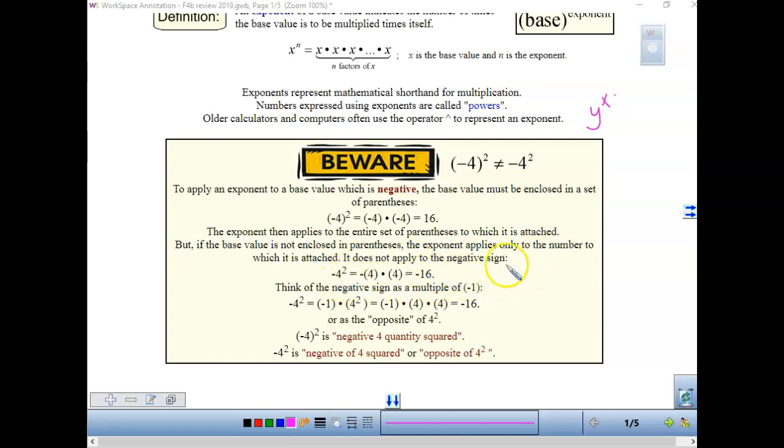So when you really think of -4 to the second, this one is really almost telling you to do -1 times 4 to the second. So you just got to be careful that you understand that, because the answers will come out differently. One's going to be -16, one a +16.